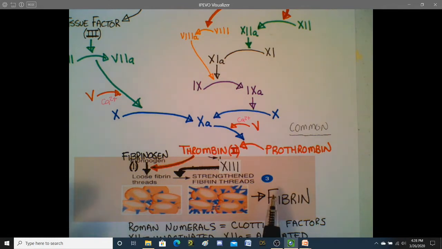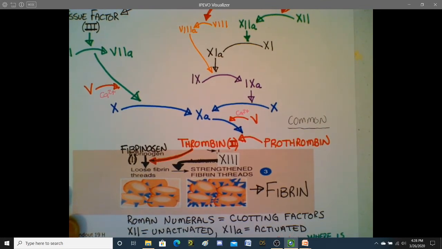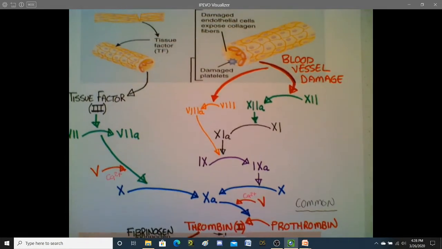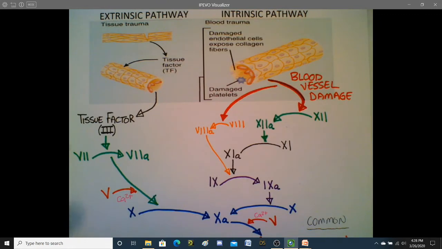All right. So I have a little key down here to help you. It says Roman numerals equal the clotting factors. If you just see the Roman numeral, it's unactivated. If you see a Roman numeral with an A next to it, it's the activated form. All right. So you've got these different extrinsic and intrinsic pathways. Now I know this is kind of weird, but you just got to memorize it. You got to think, okay, 12 to 11 to 9 to 10 with the help of 8.